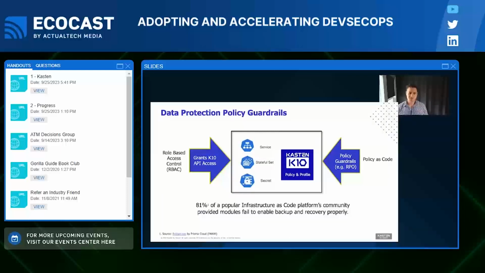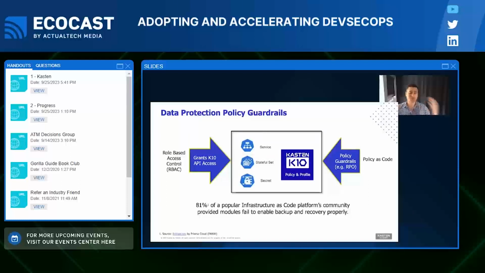So, policy guardrails, and again, moving quickly here, guys. I know all of our time's important here. Data protection policy guardrails. We mentioned RBAC before. We can be very granular in terms of what access we grant to the Kasten K10 APIs, obviously using native Kubernetes concepts like services, stateful sets, and secrets, and using policy guardrails such as policy as code to define our recovery point objectives. You see here, the bottom stat: 81% of popular infrastructure as code platforms' community provider modules fail to enable backup and recovery properly. Really important there.